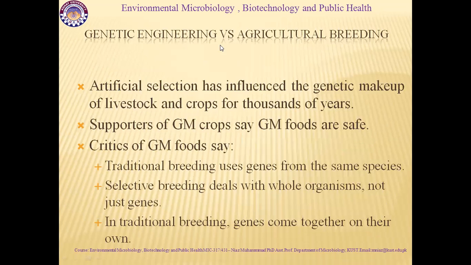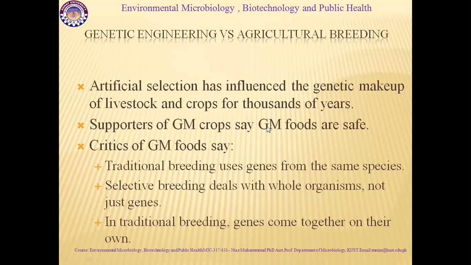So, genetic engineering versus agricultural breeding. Artificial selection has influenced the genetic makeup of livestock and crops for thousands of years. That is what humans were doing: crossing plants and animals to get a good, advanced, stable species.